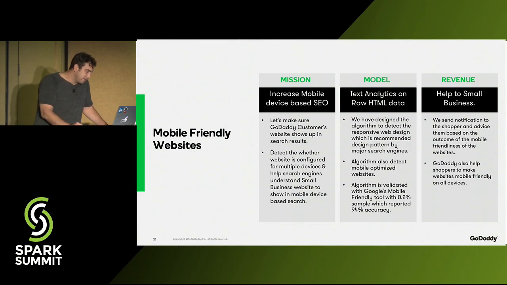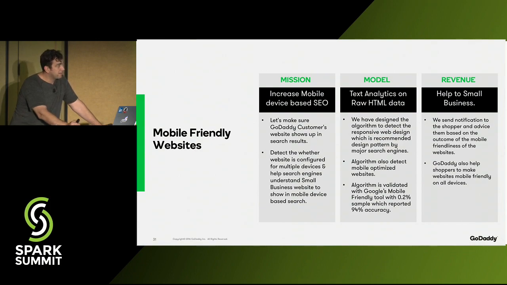And then we validated that against Google's Mobile-Friendly tool. Of the 64 million domains, we took a 0.2% sample and got 94% accuracy. That fed into a call campaign where we applied some other models, and we were able to call these shoppers and help them set up their mobile site. So in other words, whenever we help our customers succeed, we succeed.